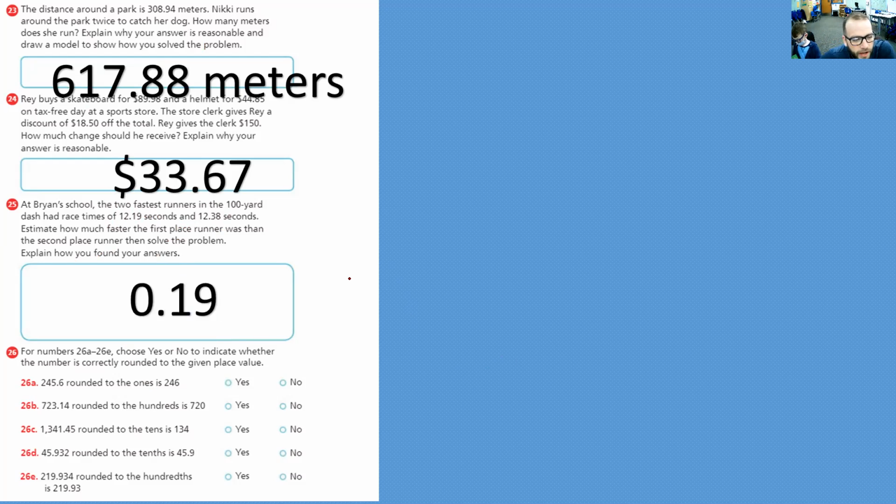We're just going to round each one. So is it true or is it not true? Is 245 and 6/10 rounded to the ones 246? Yeah. Is 723 and 1400 rounded to the nearest hundreds 720? No, it is not. Because if you're rounding to the nearest hundred, it would just be 700.